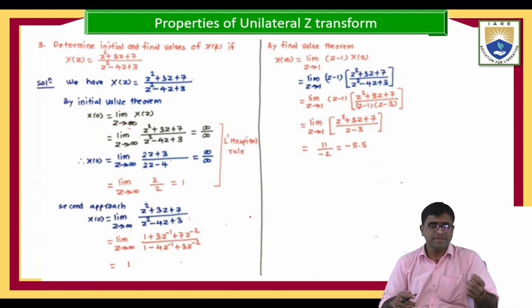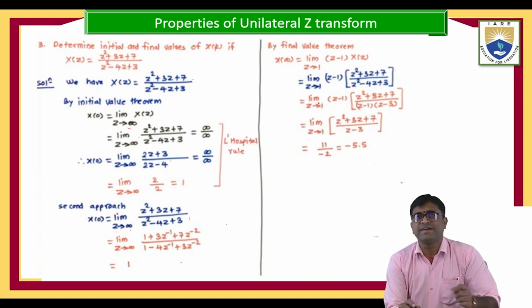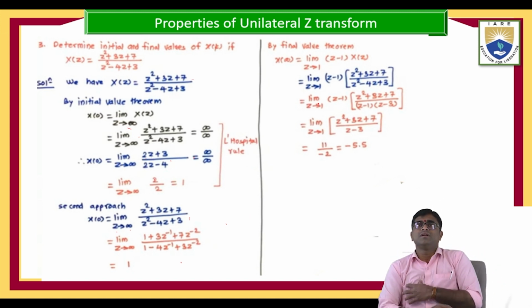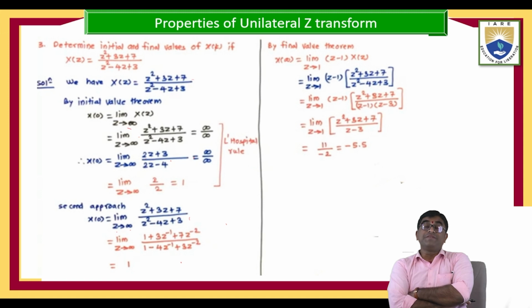Coming to the final value theorem. What is the final value theorem? x of infinity equals the limit as z tends to 1 of (z minus 1) into X of z. This is the formula for the final value theorem. Substitute the X of z value: the limit as z tends to 1 of (z minus 1) into (z squared plus 3z plus 7) over (z squared minus 4z plus 8). If you substitute that here, what happened?